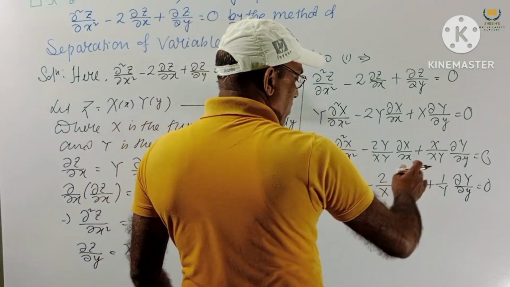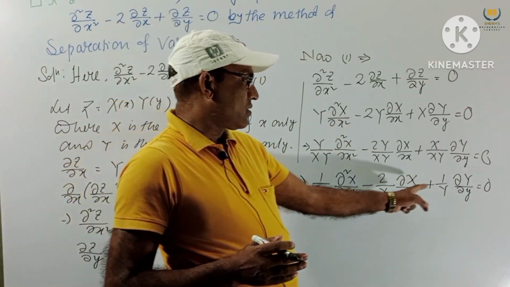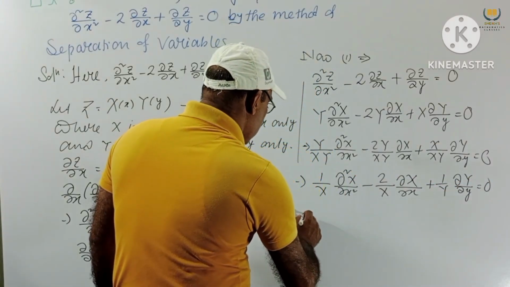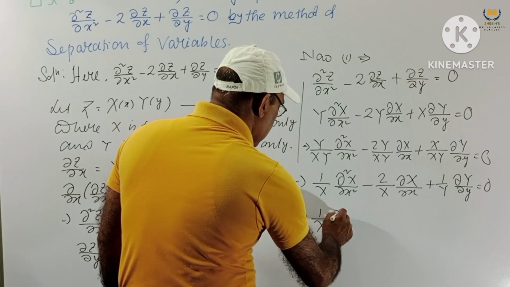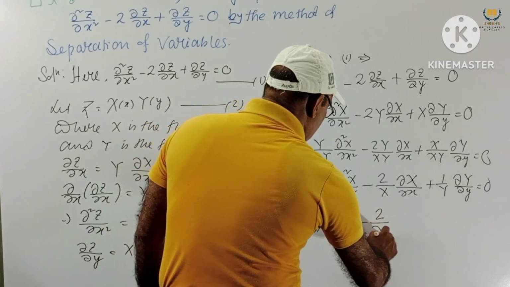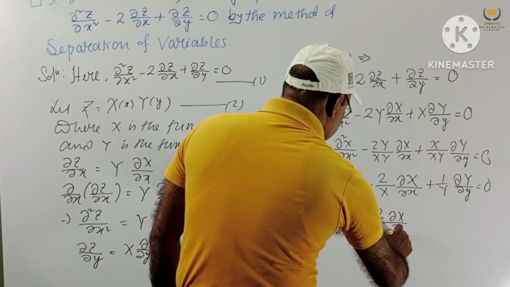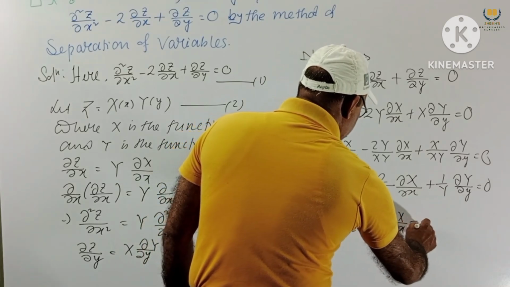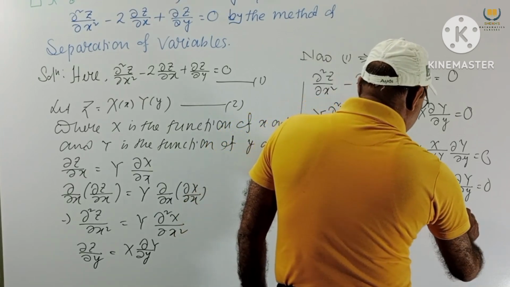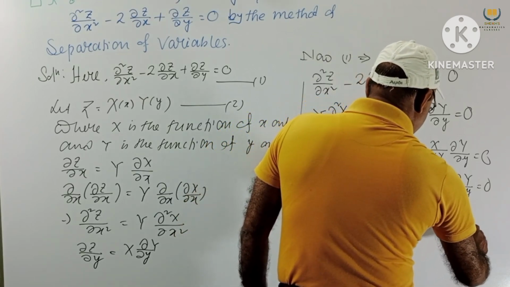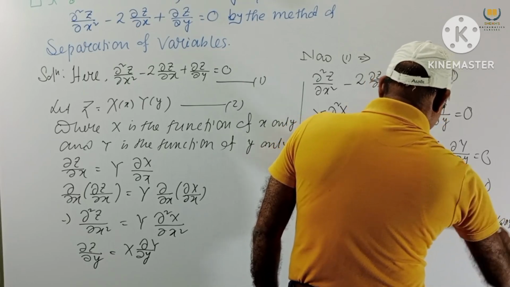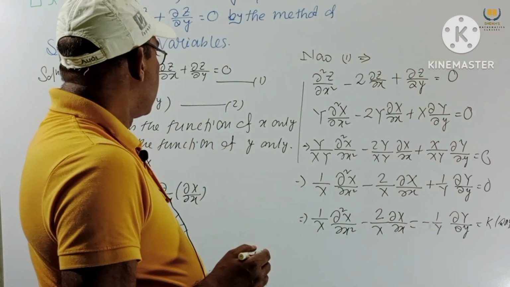Already variable separation is complete. X with x, Y with y. Now this one taking on the right hand side. So this is 1 by X del square X del x square minus 2 by X del X del x equals minus 1 by Y del Y del y equals k. We consider this one k. So we get this one.